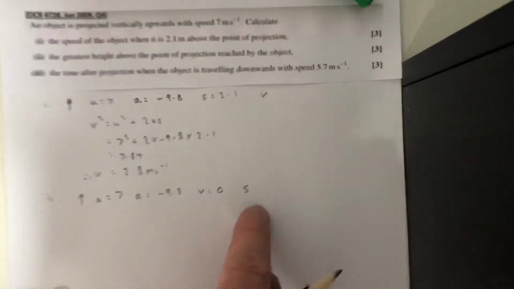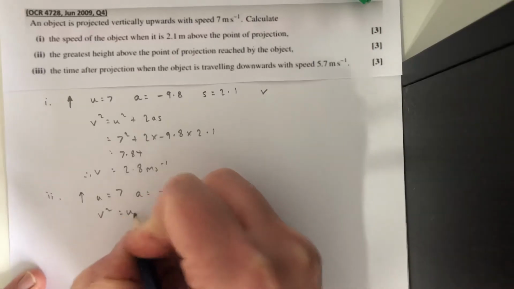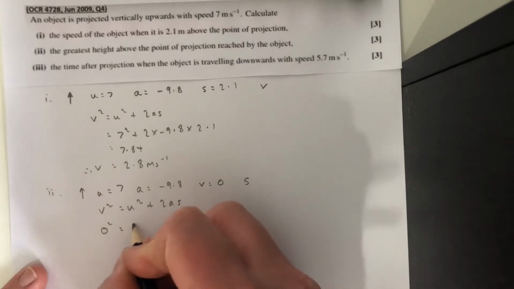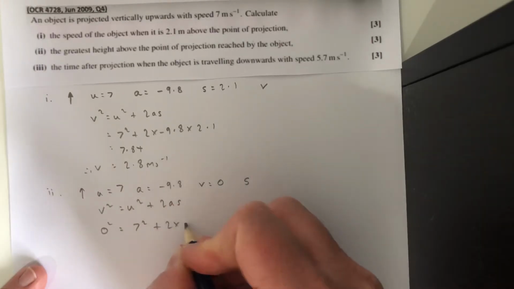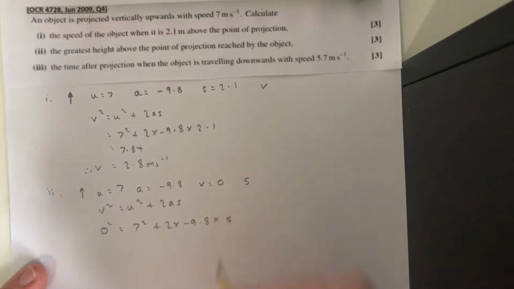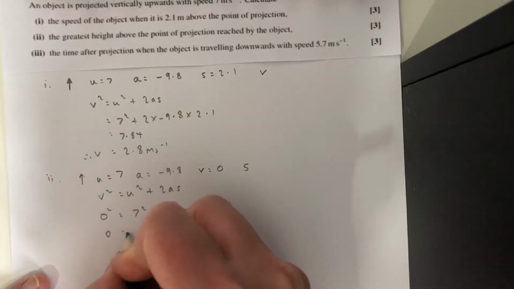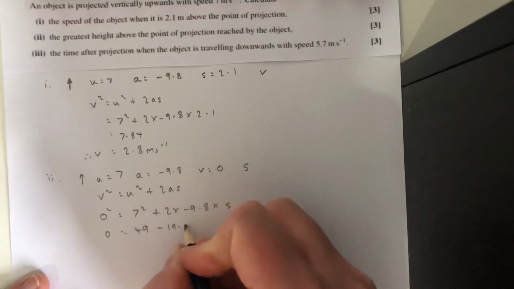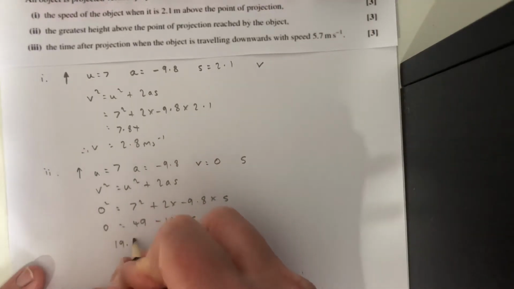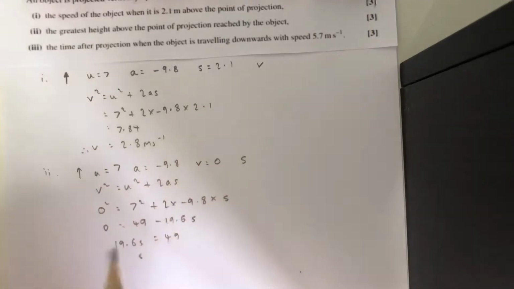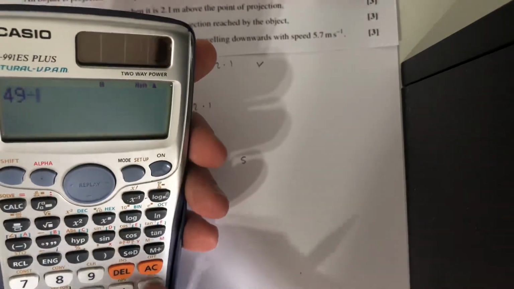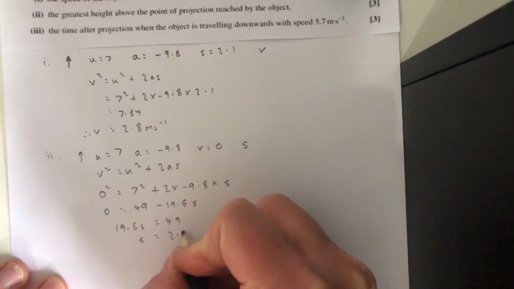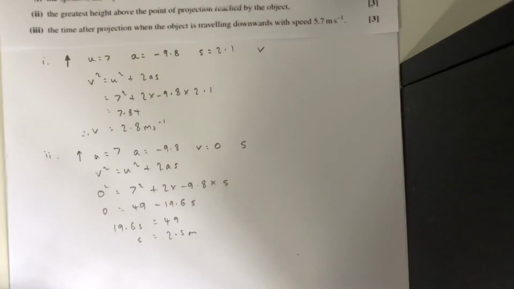So again, v, u, a and s, we can use the same formula as before, v squared equals u squared plus 2as. Substitute our values in, so we've got 0 squared equals 7 squared plus 2 lots of minus 9.8 times s. So 0 is equal to 49, and we've got minus 9.8 times 2, which is minus 19.6 s. So 19.6 s is 49. If we divide 49 by 19.6, that gives us 2.5. And so we know that it's 2.5 meters above where it started.